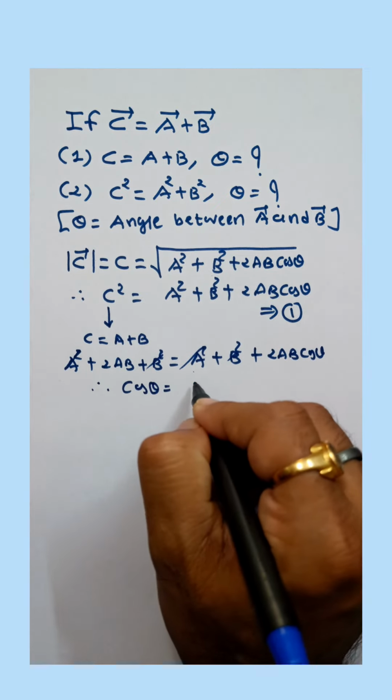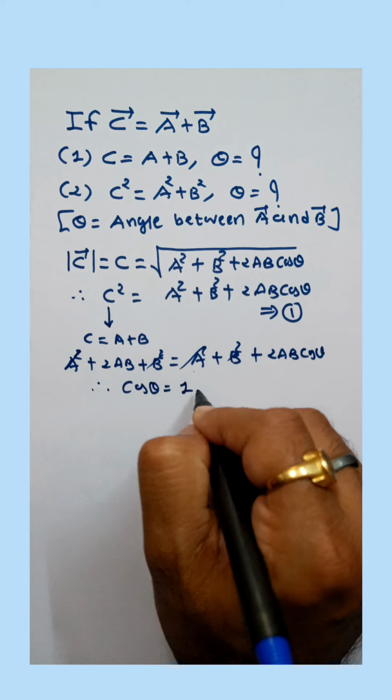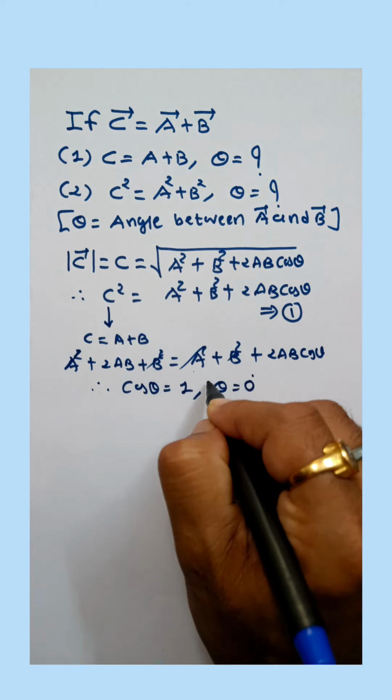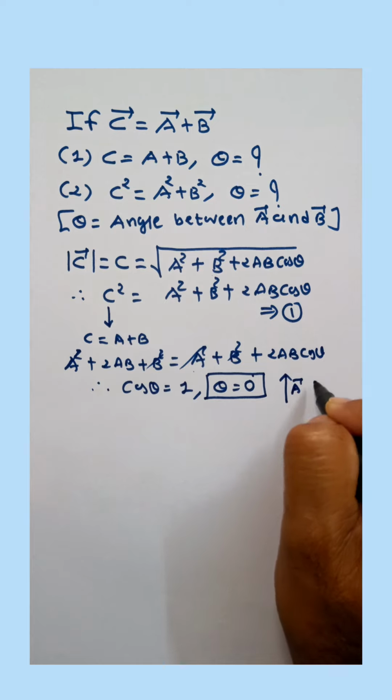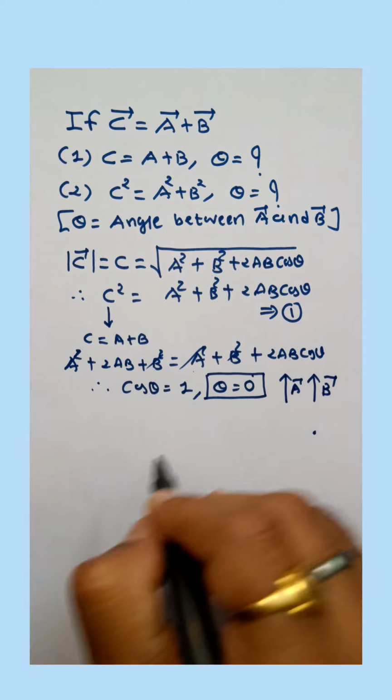So cos theta is equal to 2AB upon 2AB. So it is 1. So theta is 0. It means A vector and B vector are parallel to each other. A and B are parallel to each other.